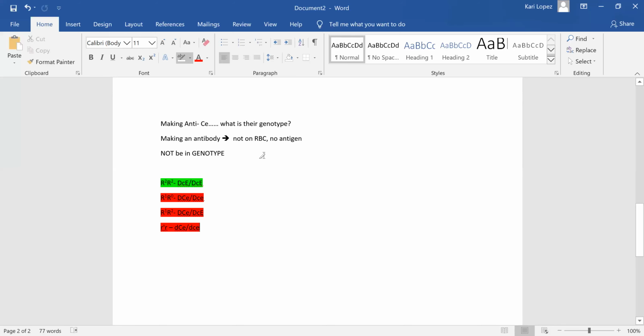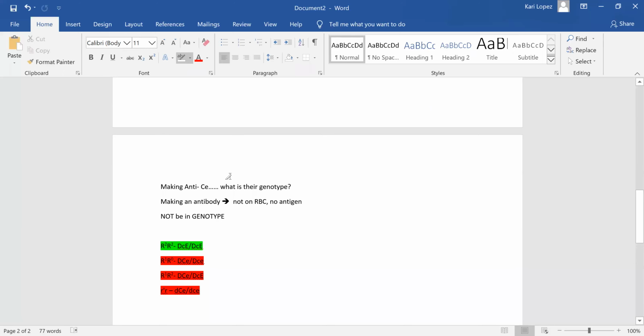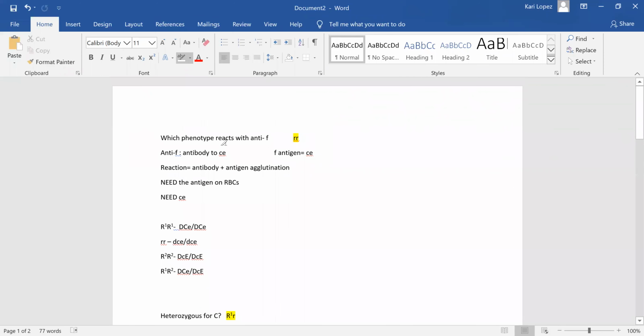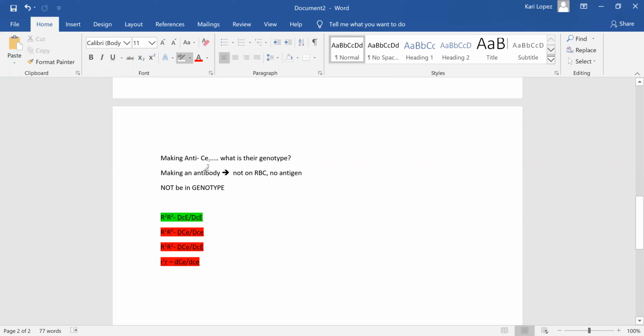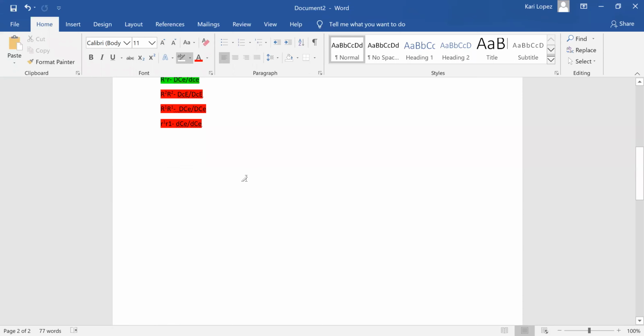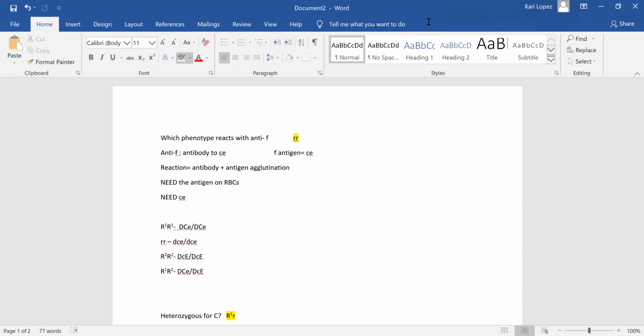Makes sense why this one is not in the genotype or not on the red blood cells, and why this first one is? Because this one asks which phenotype reacts with anti-F, and this one is, if your body is making the antibody, what's the genotype? Double R. Yep. DCE.